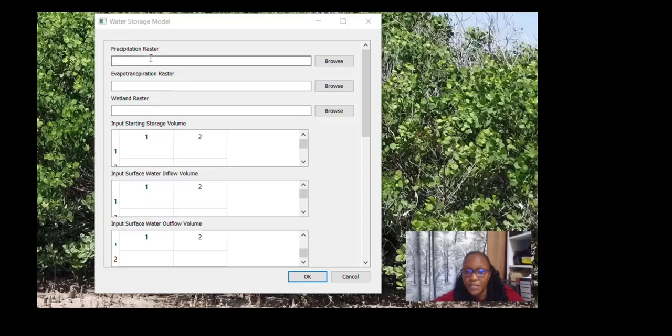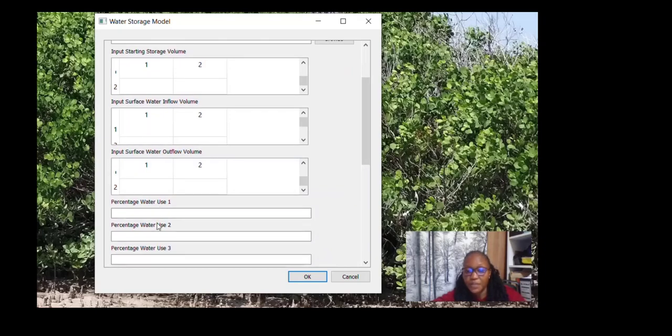We have our first data set there, the precipitation, the evapotranspiration raster, the wetland raster, the input starting storage volume. Like we have said, in most lakes and reservoirs you should acquire these volumes based on local knowledge, then the input surface water inflow volumes and the input surface water outflow volumes.